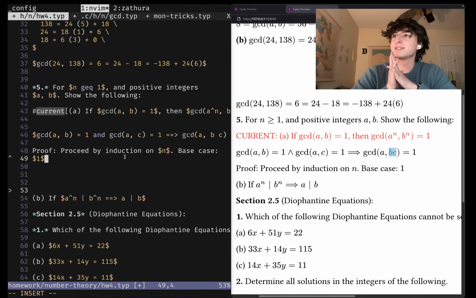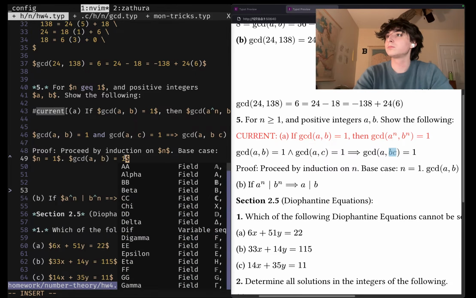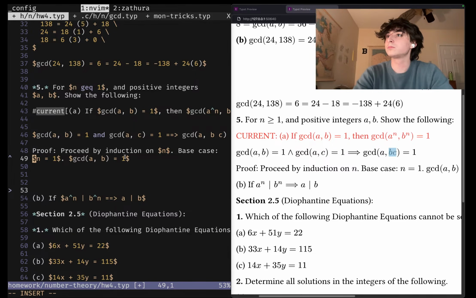All right. So I think what you can show, with this lemma, is that suppose GCD(a, b) is equal to 1, then GCD(a, b^n) is equal to 1. Right? And this is indeed by induction.